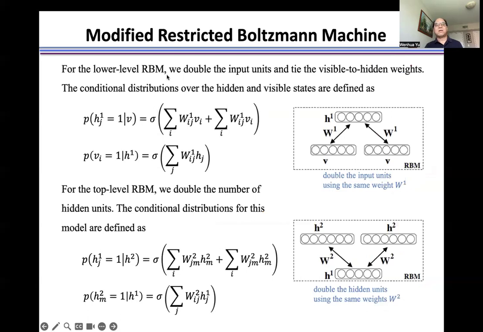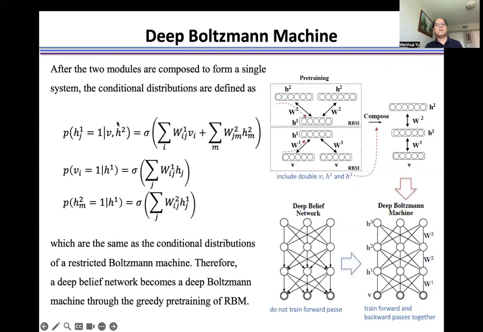For the lower level restricted Boltzmann machine, we double the visible layers, and we get this conditional distribution over H1 and V. For the top level restricted Boltzmann machine, we double the H2 layer and get the conditional distributions over H1 and H2. After the two models are composed to form a single system, because we have two H2 layers, we have two H1 layers, and we have two visible layers, we get a single system here.